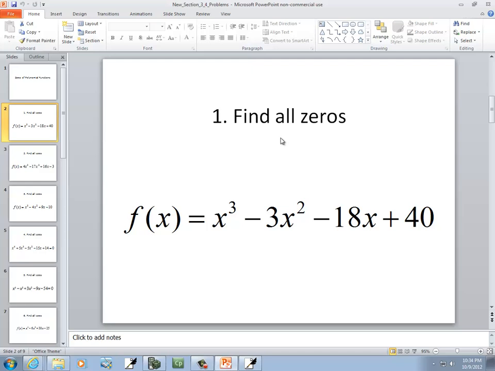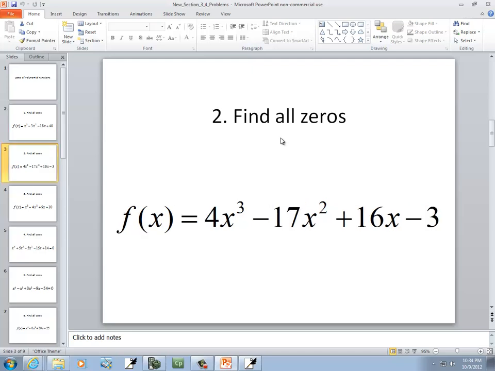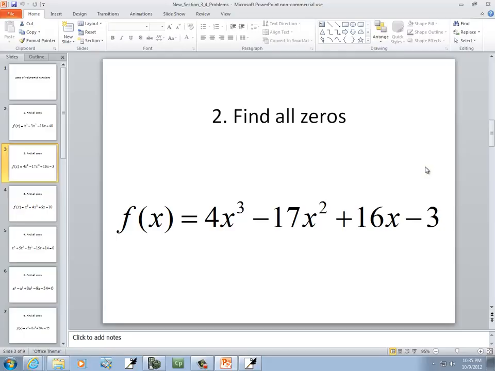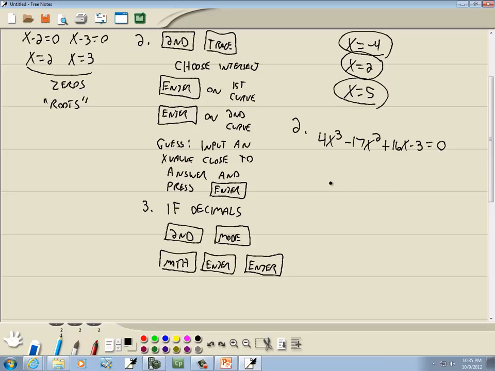Let's look at our second example. Okay, we got f of x equals 4x to the third minus 17x squared plus 16x minus 3. We're going to find the zeros, so I'm going to set that equal to 0. So 4x to the third minus 17x squared plus 16x minus 3 equal to 0. Again, the largest power is x to the third, so we're going to have 3 answers. Let's go put this on y1.